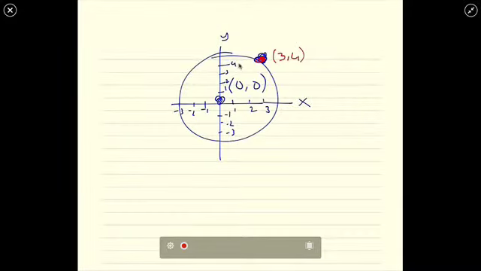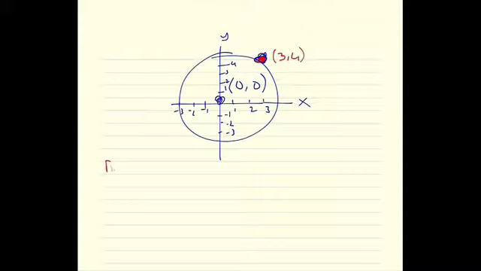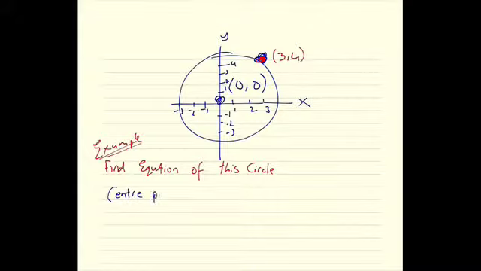What if I asked you, find the equation of this circle? Okay. I need two things for an equation. What do I need, Alan? Back there on the first page, did you write it down? Okay, I need two things. I need a center point and the radius. What's my center point here, Reese? 0, 0. What's my radius, Liam? 3, 4.